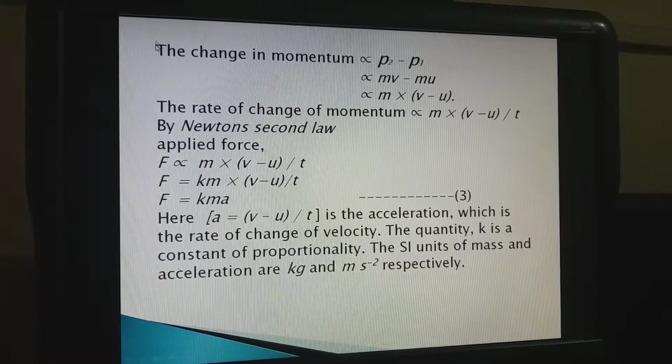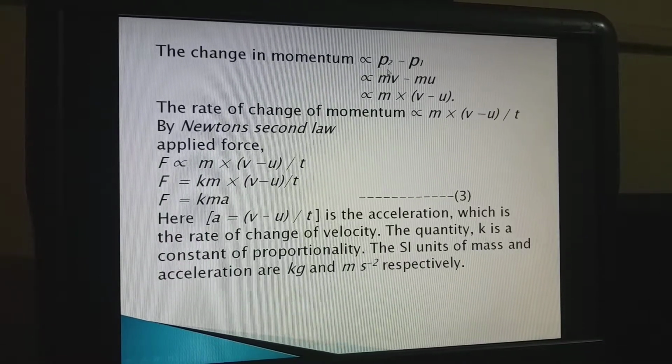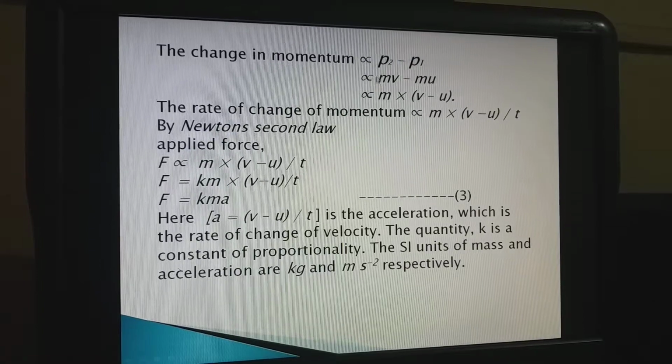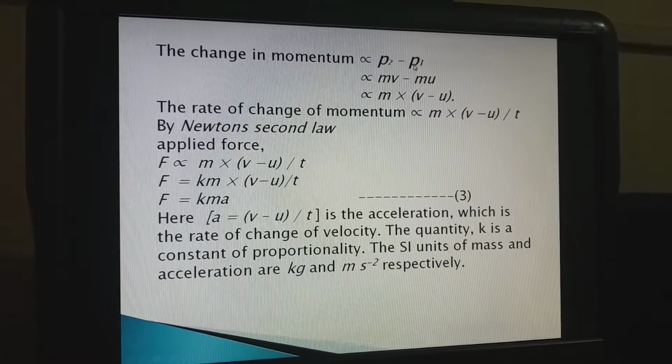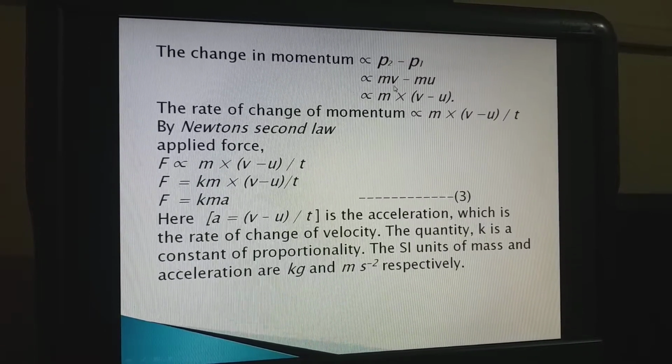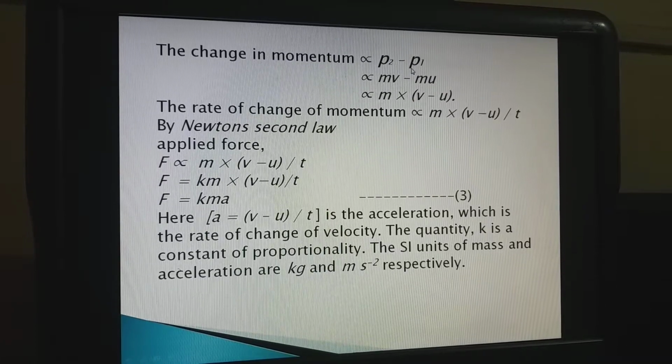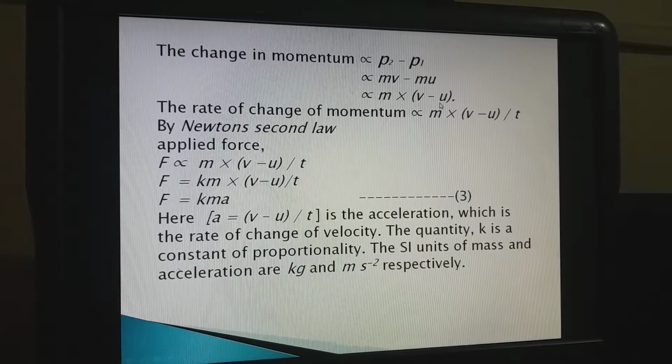Now what does this law state actually? This change in momentum, mathematically, I am taking as P2 minus P1, that is the notation we are using. We use the notation P2 minus P1, that will be mv minus mu. I am taking m common out of the bracket, so it will be m into the bracket v minus u.